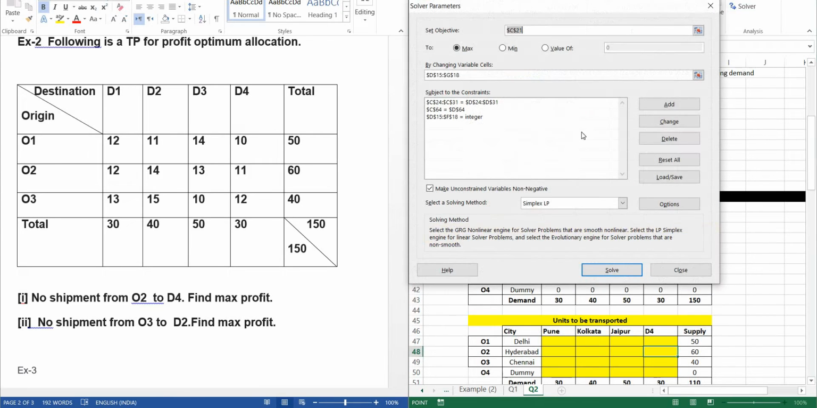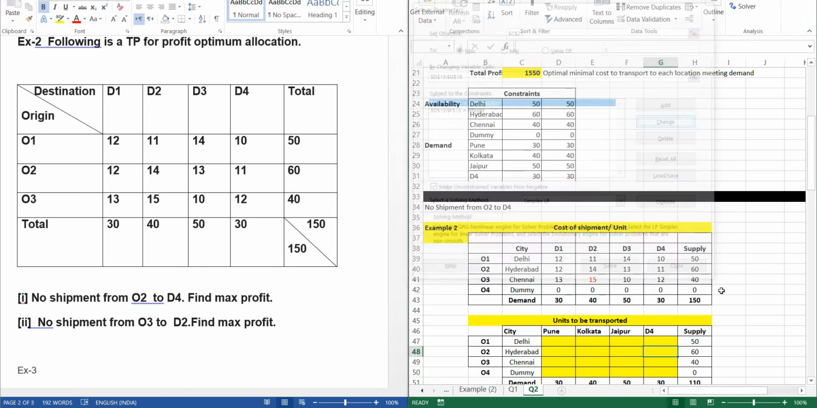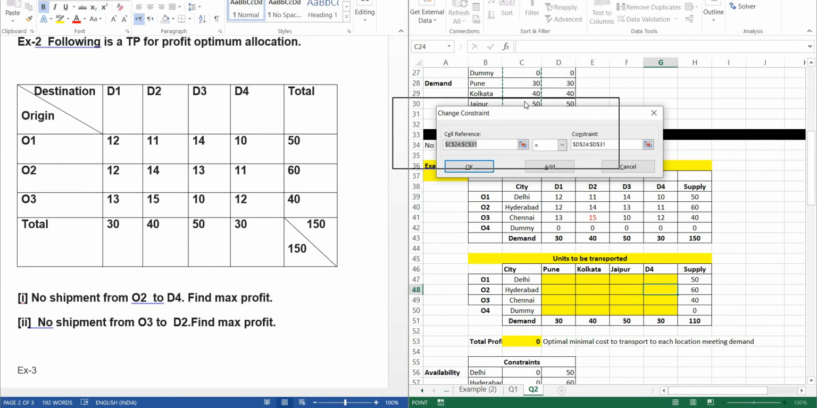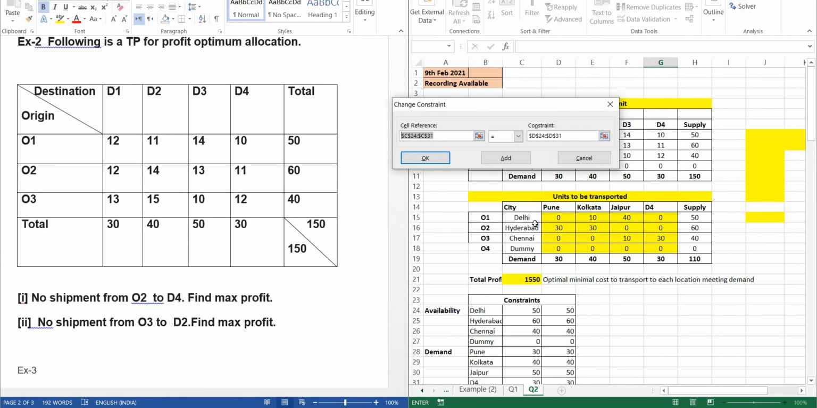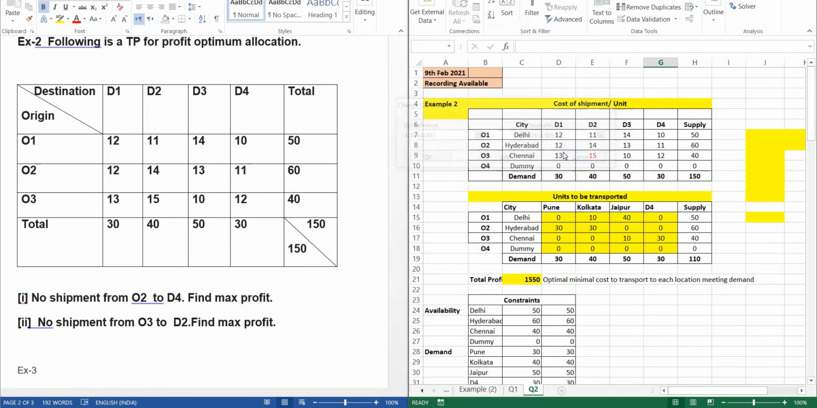So allocation for both is different. I am asking, is there any allocation from O2 to D4 in the second subpart? First part: in the first subpart, there is no allocation. In the second part, do we have allocation? Still no allocation, sir. Finished. Very good.